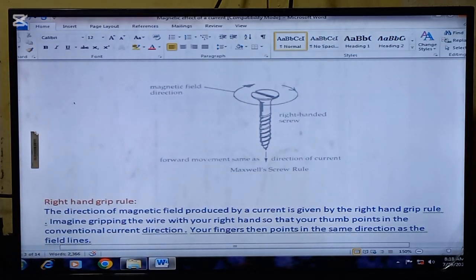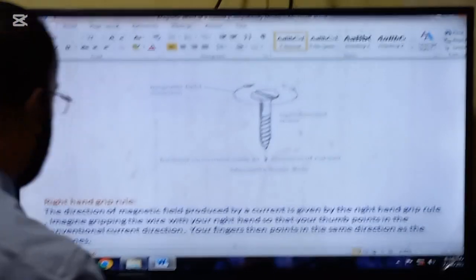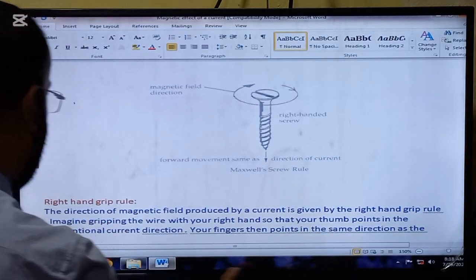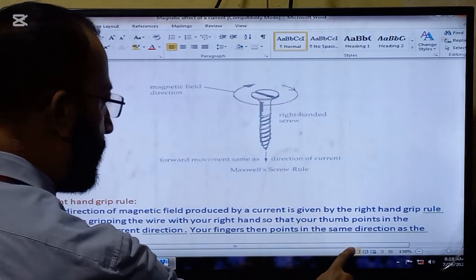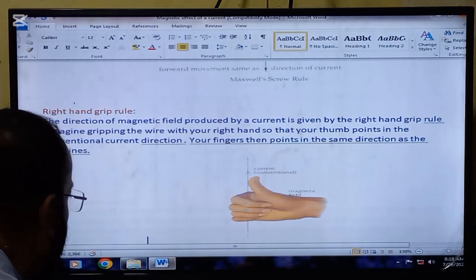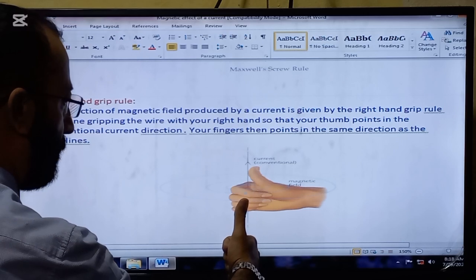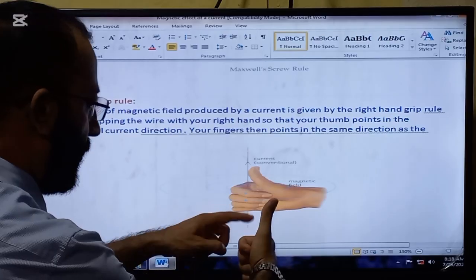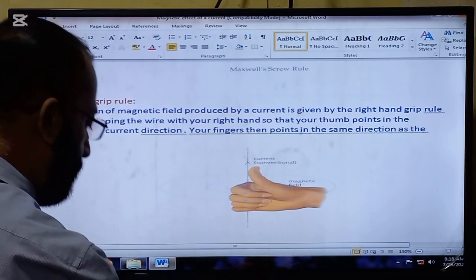Next thing that we are going to read is the right hand grip rule. The direction of the magnetic field produced by a current is given by the right hand grip rule. Imagine gripping the wire with your right hand so that your thumb points in the conventional current direction. Your fingers then point in the same direction as the field lines. So here, if we grip the wire in such a way that our thumb points in the direction of the conventional current, then the direction of the fingers will be in the direction of the magnetic field.